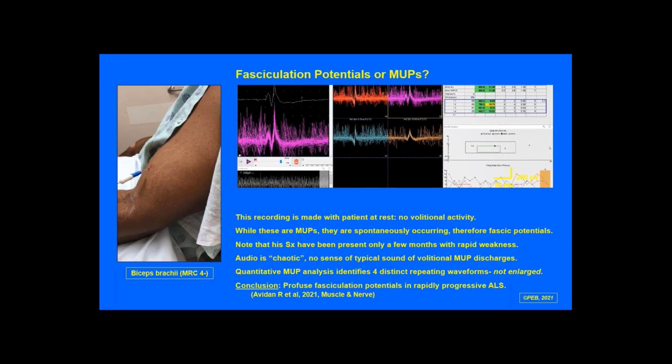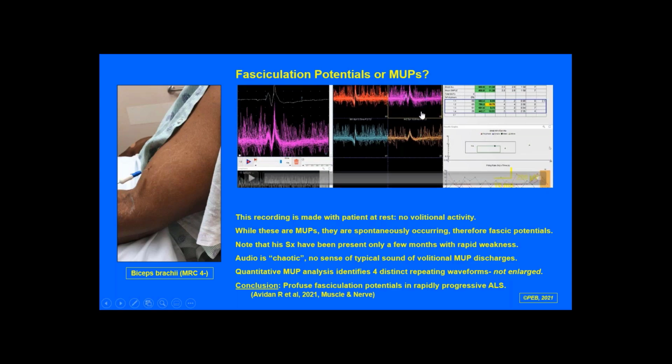Now here, the clever part is, and I owe this to Dr. Nadadkar, we couldn't analyze them in the traditional way of trigger delay, so we used the multi-motor unit analysis program to record these and analyze them, and here it captured and sorted out 4 distinct fasciculation potentials, which are in essence spontaneous motor unit potentials.